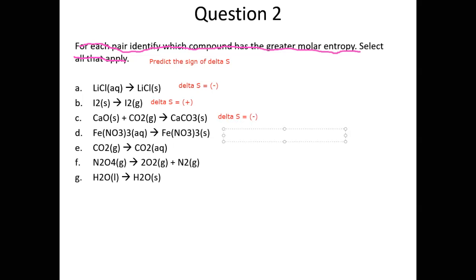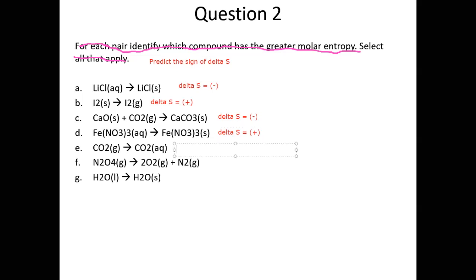Next, we have iron 3 nitrate aqueous goes to iron 3 nitrate solid. Since iron is a very small, highly charged cation, it's going to be more ordered in solution than as a solid. So since we're going from aqueous to solid for iron 3 nitrate, it's going to increase entropy because again, iron 3 plus is a small, highly charged cation, so it's going to order or arrange the water molecules around them. So as we go from aqueous to solid, in that case, we increase entropy.